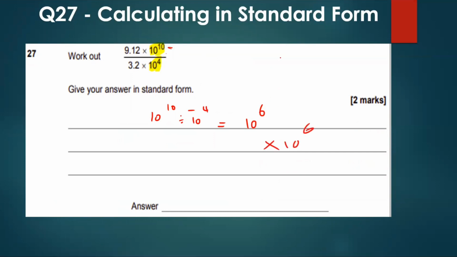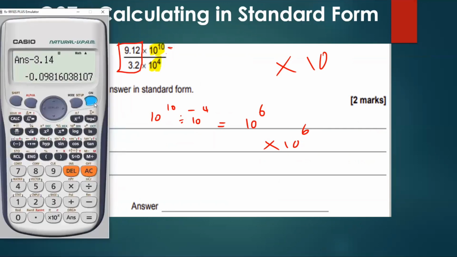So with standard form, it's always times by 10 to the power of something, and that can be either a minus or a positive. So mine's times by 10 to the power of 6. And then what you've got to do is 9.12 divided by 3.2. So in my calculator, very simply, I can do that. 9.12 divided by 3.2 gives me an answer of 2.85.